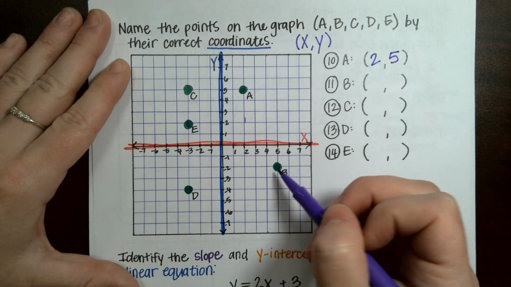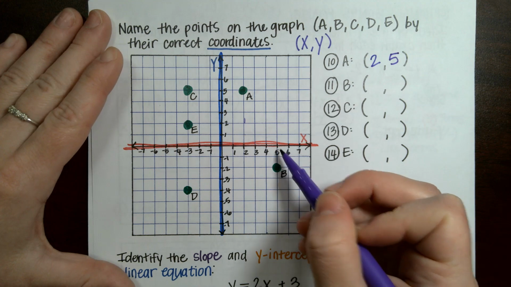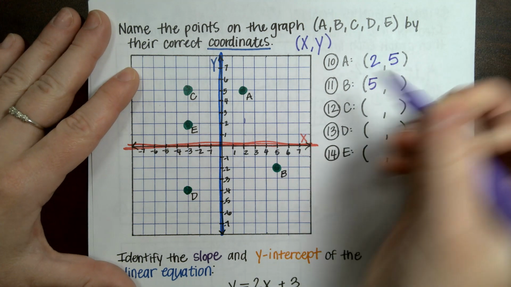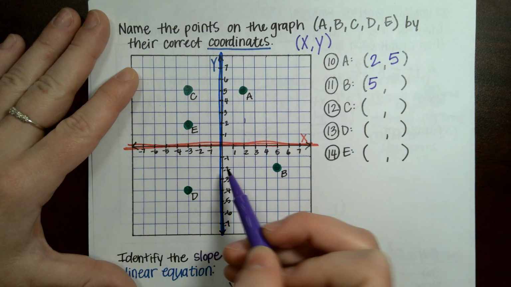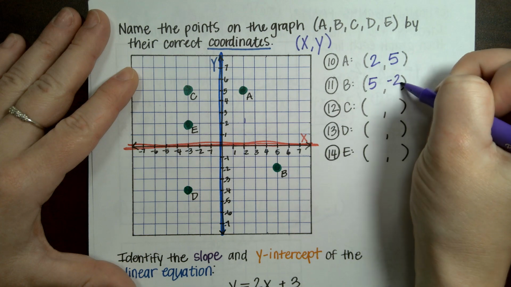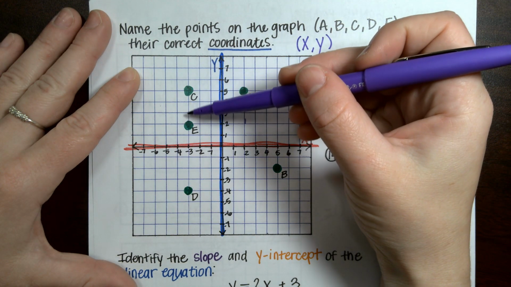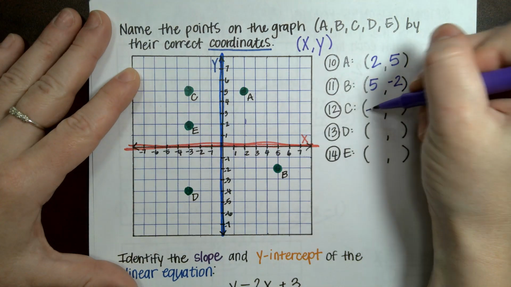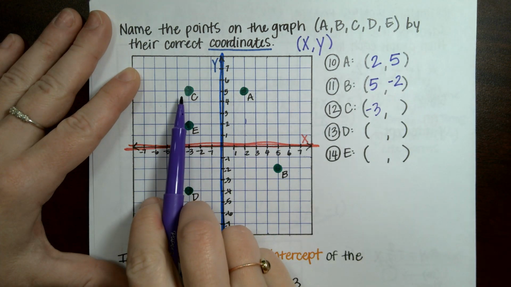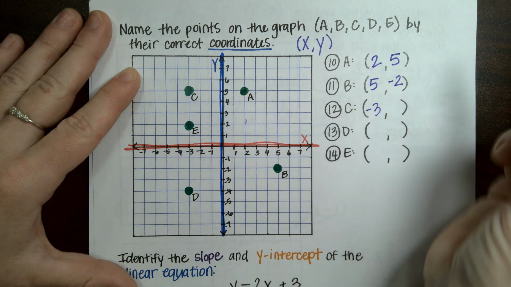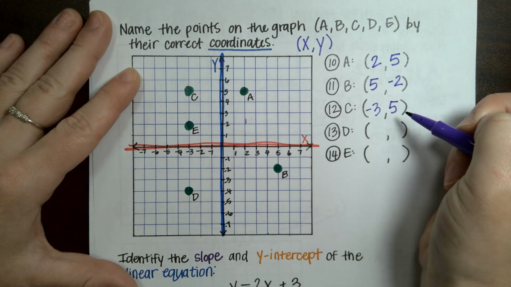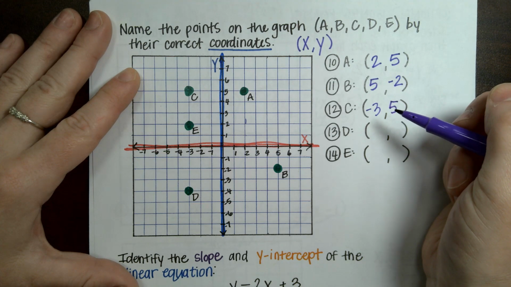How about B? What's our X? 5. And what's our Y? Negative 2. Good job. How about C? What's our X? Yes, negative 3. And what's our Y for C? 5. Okay, am I going too fast? You need me to slow down or anything, guys? We good?